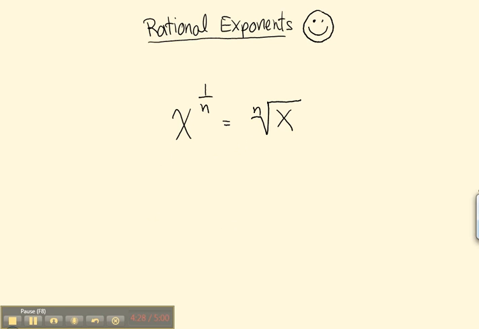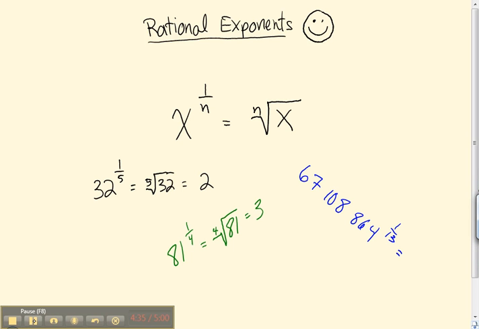So for any power to the power of 1 over n, it's the same as saying the nth root of x. So it doesn't matter what the denominator is, you just take that denominator as being your index, and you can solve any problem. Even that silly one on the right there, which I'm sure you all did in your head.